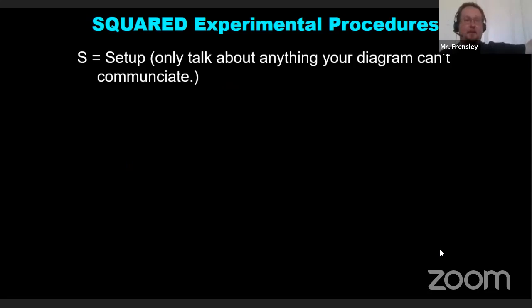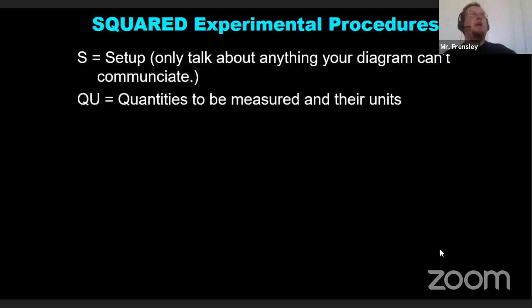So S is the setup. Don't say anything that the diagram says, but you need to talk about anything that maybe isn't clear from the diagram, right? Q and U is the quantities you need to measure and the units.